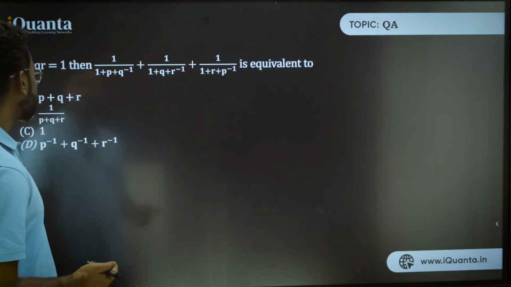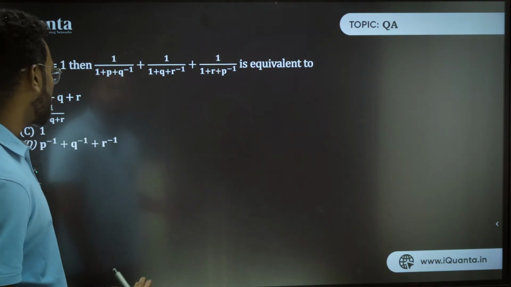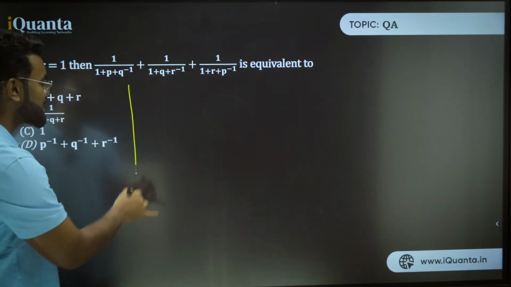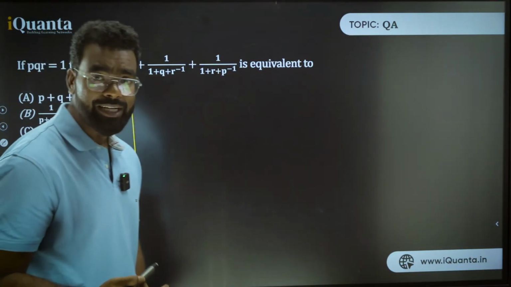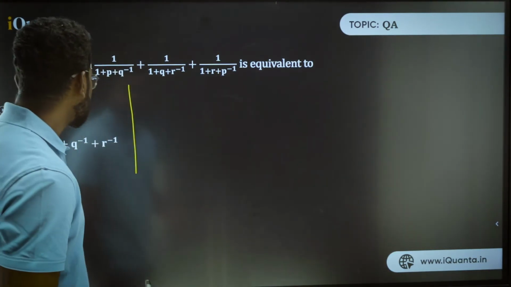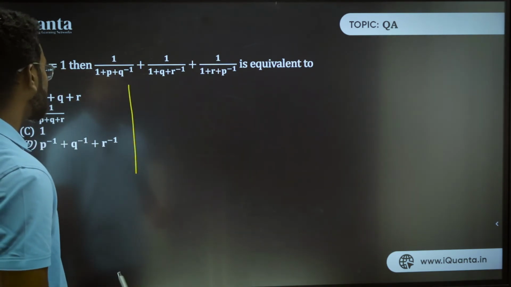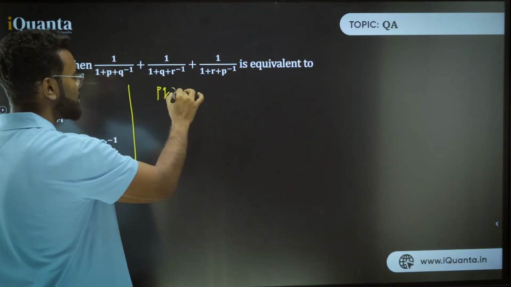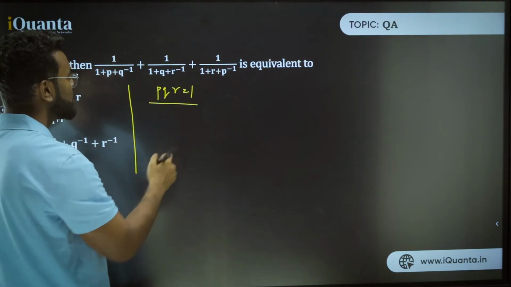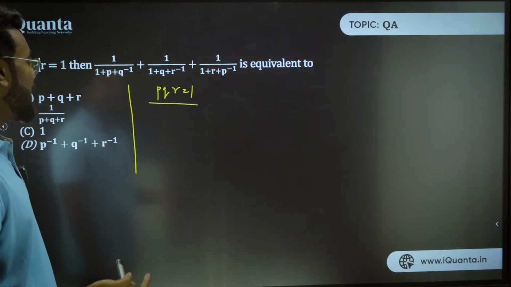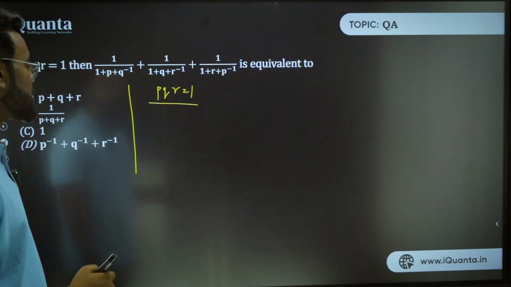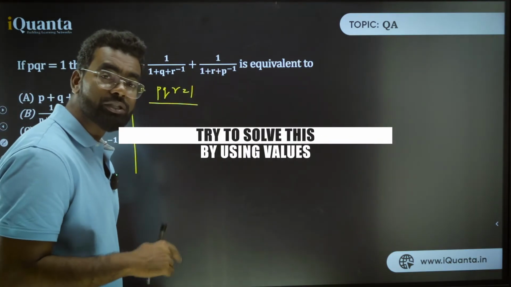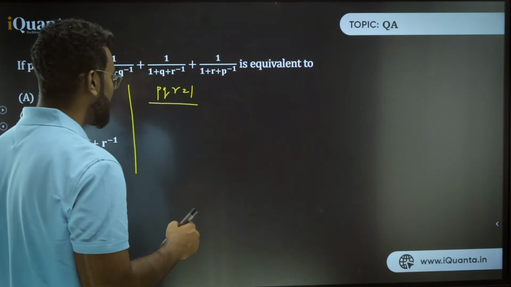Next is this question. It is also a kind of ratio question or a kind of relation question. This kind of question, how can you solve? It has very important significance. That's why I'm trying to solve this question with you guys. In this type of question, you can take any value. If PQR equals 1 is given, you can solve it directly also. And you can solve it by a different method, which is using the values. So today I am solving it using values.